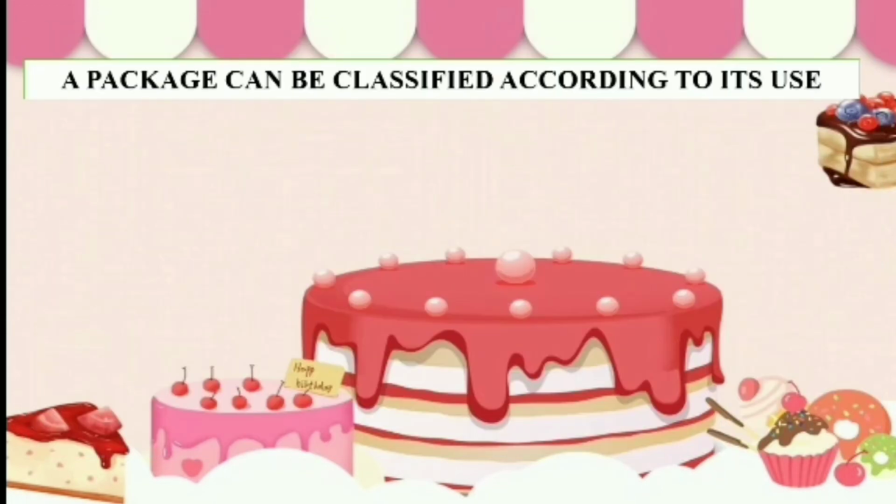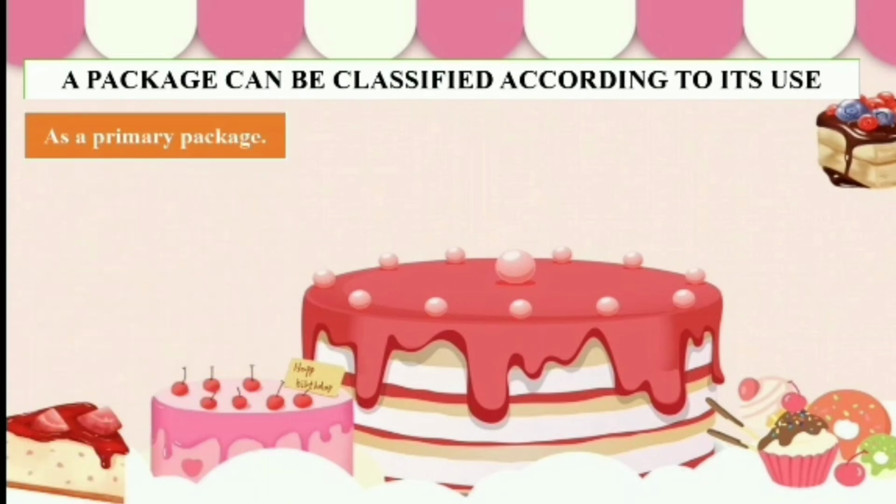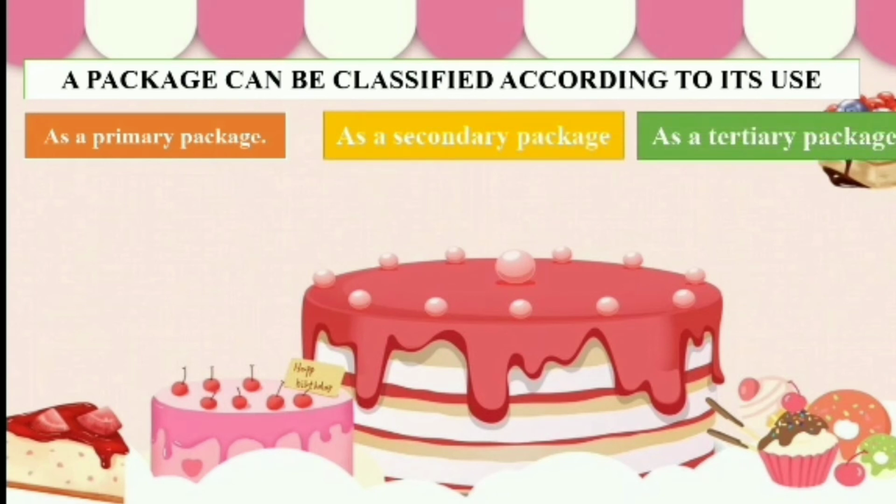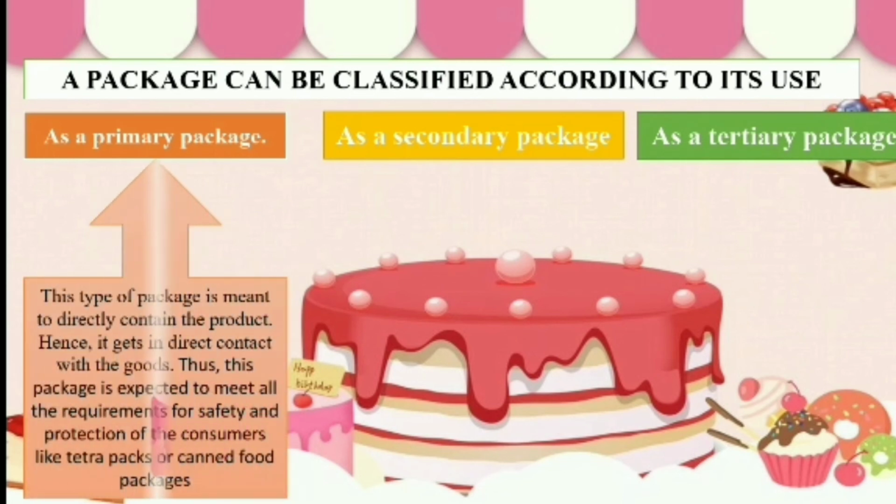A package can be classified according to its use: first, as a primary package; second, as a secondary package; and third, as a tertiary package. A primary package is meant to directly contain the product. Hence, it gets in direct contact with the goods. Thus, this package is expected to meet all the requirements for safety and protection of the consumers, like Tetra Pak or canned food packages.